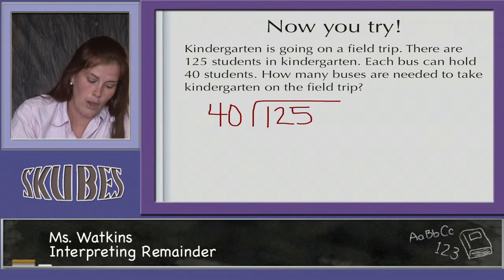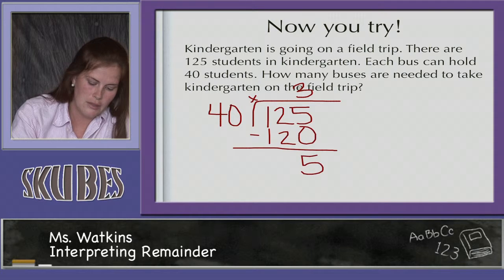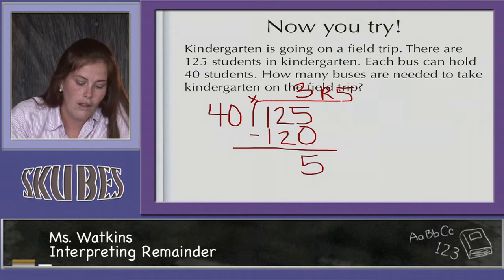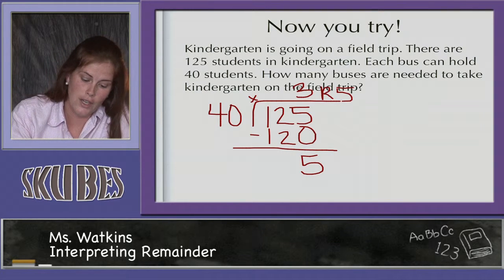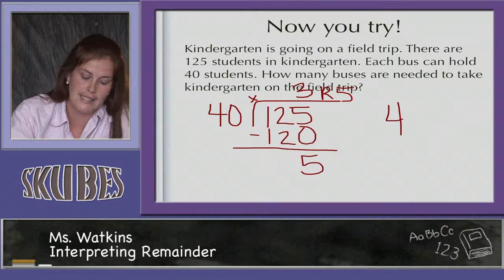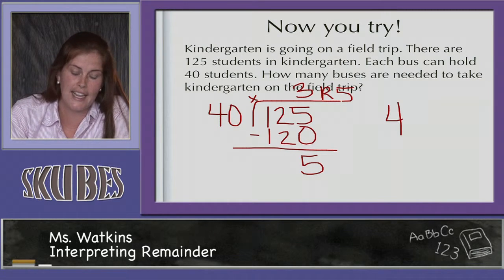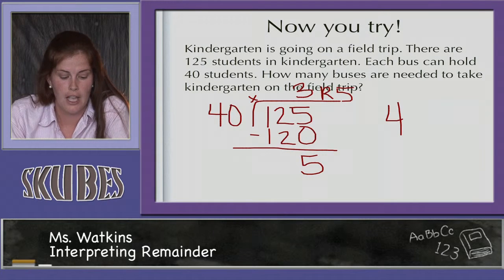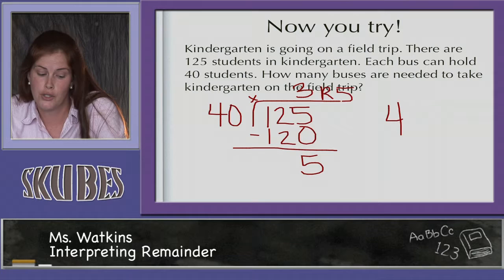So I know 40 will go into 125 3 times. 3 times 40 equals 120. And this leaves me with a remainder of 5. Well, I can't just leave those students behind. So to answer this question, I will need 4 buses. I will have to add 1 to my quotient. I'll need 4 buses to take all of kindergarten on the field trip. All 4 buses will not be full, but I will need to take 4 to fit all of the students.